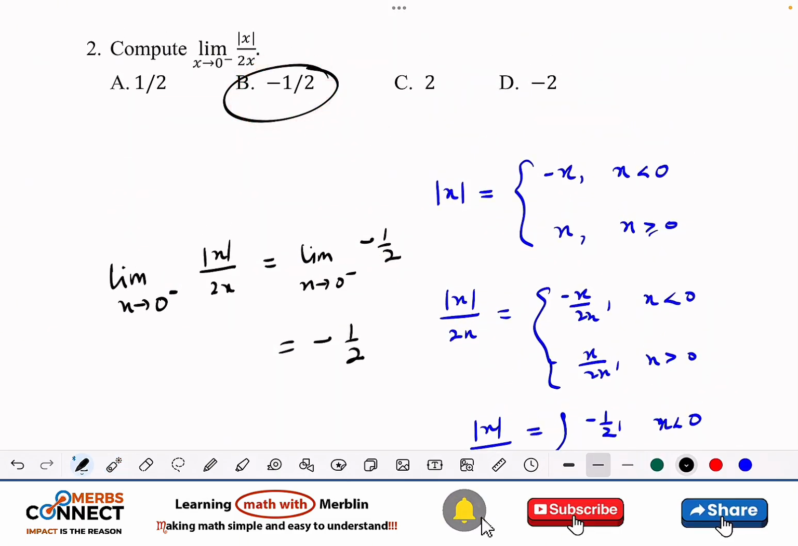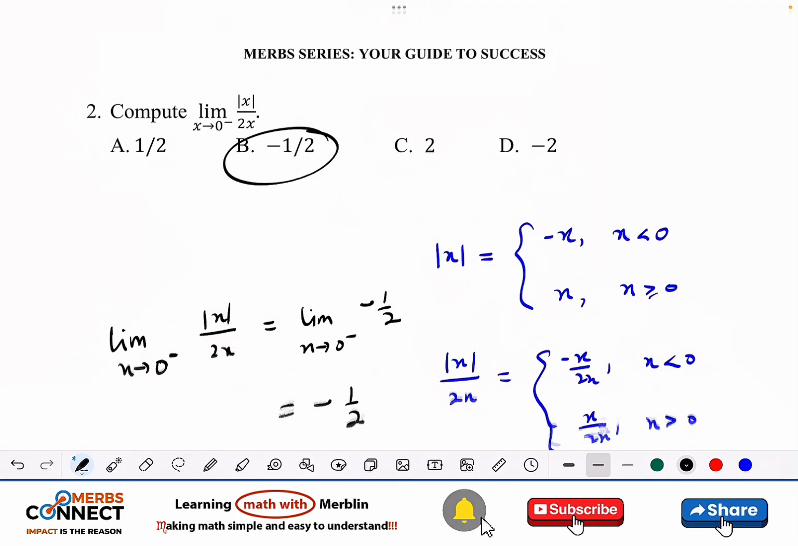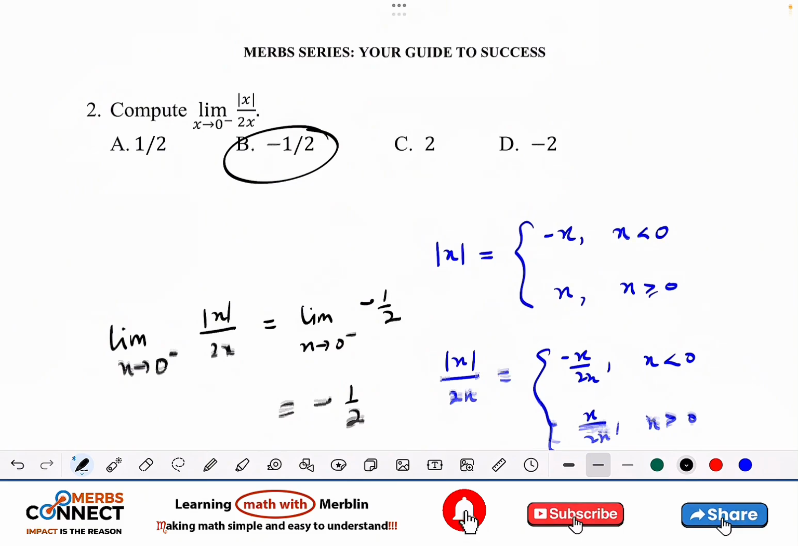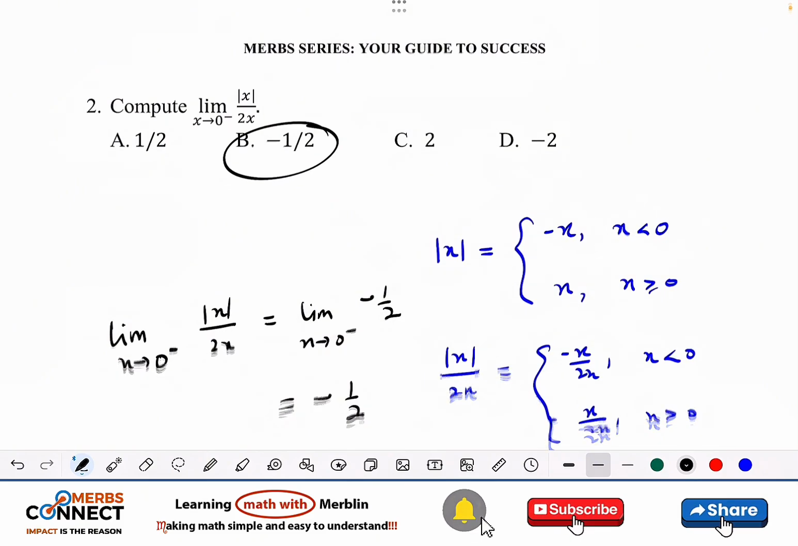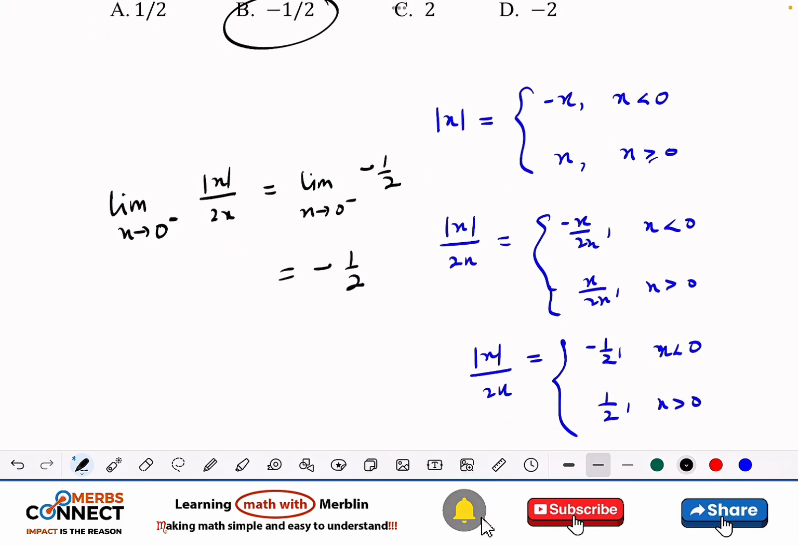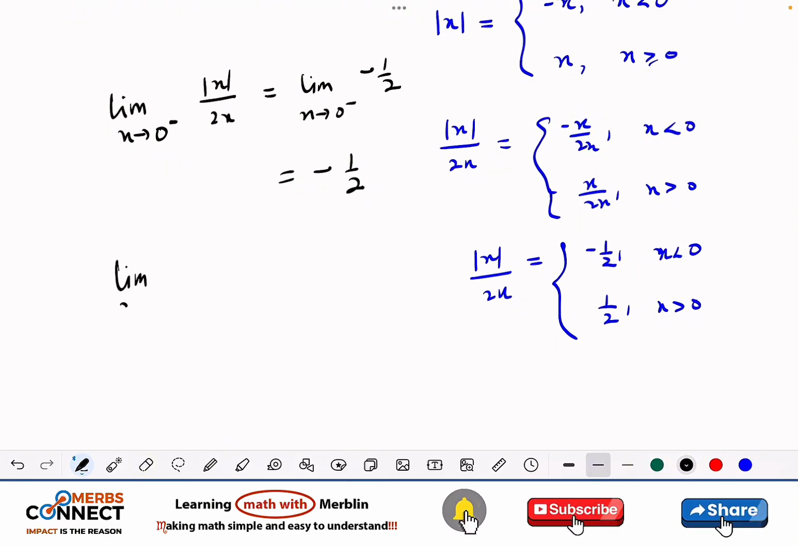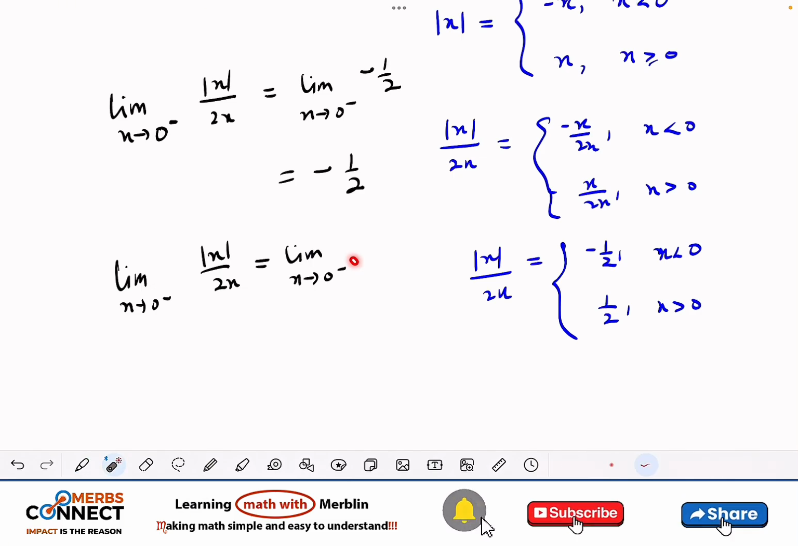Now, what will be the shortcut? I will show you the shortcut. If you are doing this and you don't want to go through this process, since it is section A, this is the shortcut. The limit as x approaches 0 from the negative side of the absolute value of this divided by 2x, write it as the limit as x approaches 0 from the negative side. Since this is the negative side, take the absolute value and replace it with the negative. That's all, because this is the negative side.